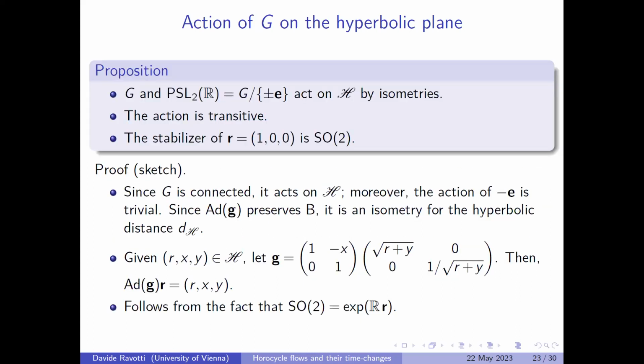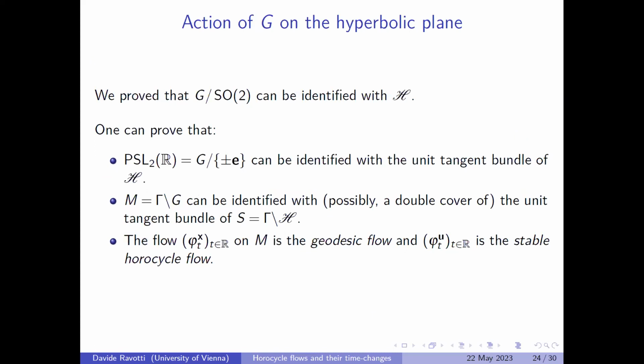So what this proposition is telling us is that we have a transitive action of G, which is PSL2R, on H, where the stabilizer of a point is the group SO2, the group of rotations. So this is telling us that G modulo SO2 can be identified with the hyperbolic plane.